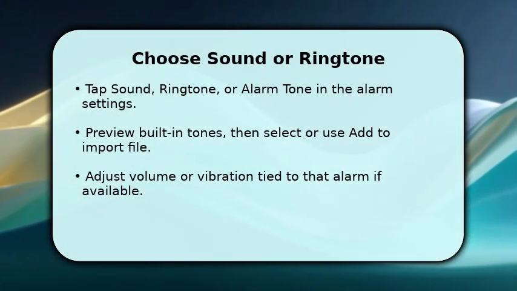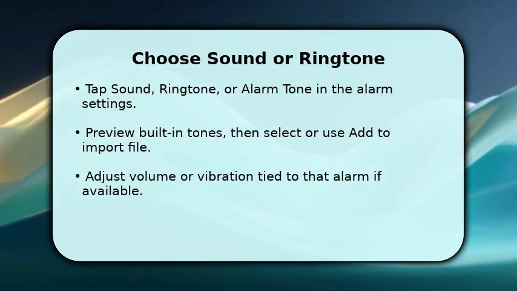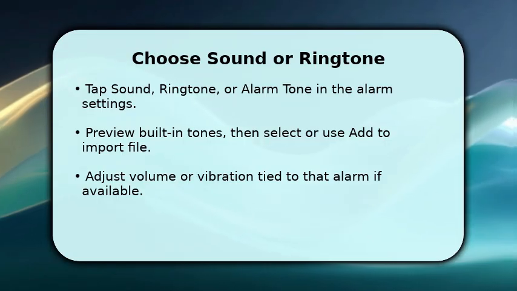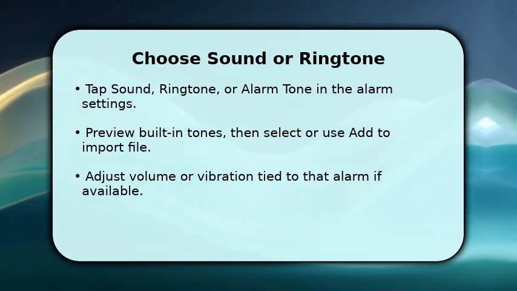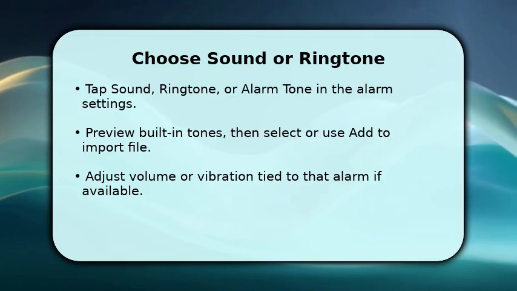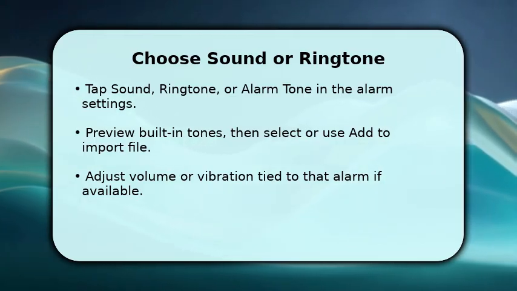Next, tap Sound or Ringtone inside the alarm settings to access tone choices. That's the field that controls what plays at wake time. Scroll and preview built-in tones to judge loudness and mood. Press each once to hear a sample.